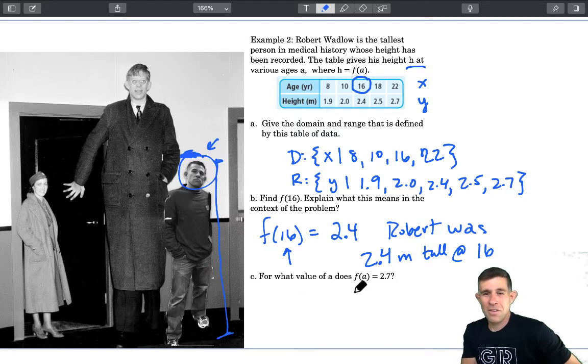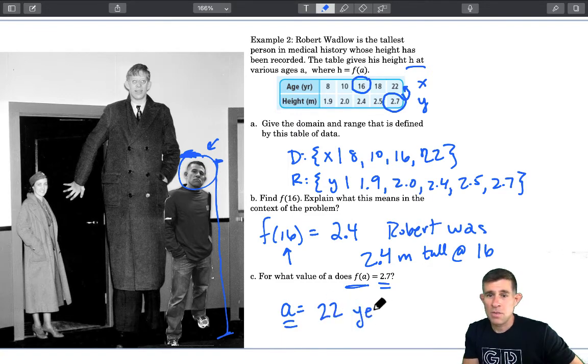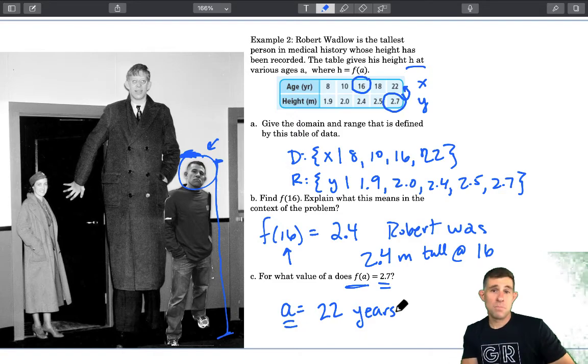All right, so what value of a produces f of a equal to 2.7? So keep in mind, f of a is just a fancy way of saying your height. In other words, we want to know the a value, the age, or the input, when your height was 2.7. So what a gives us 2.7? So we're going to come here and look at the heights. 2.7 is found when a was 22. So that means when he was 22 years old, he was 2.7 meters tall.